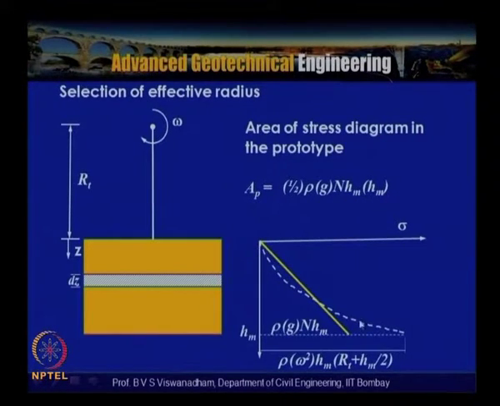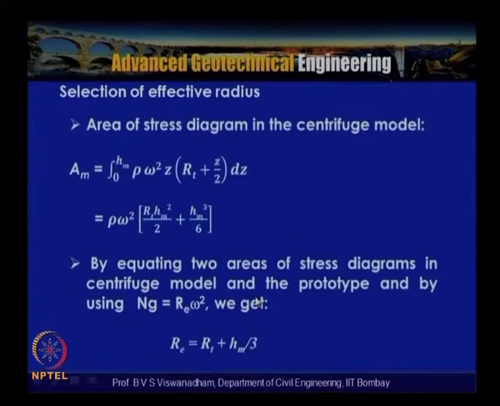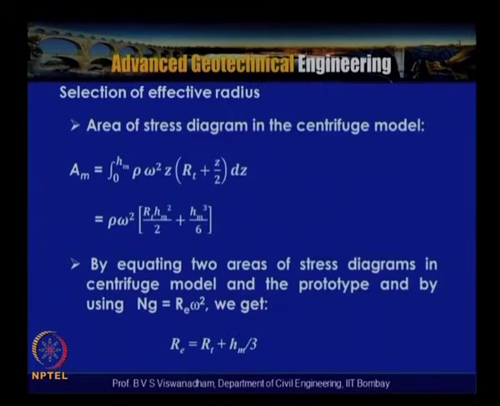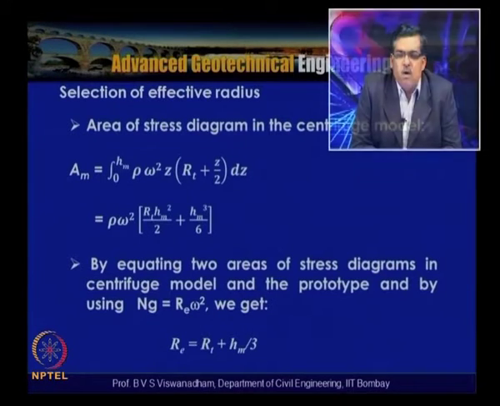Now the area of the stress diagram in the model can be found by integrating from 0 to hm. The area can be obtained like this, by writing Am is equal to the integral from 0 to hm of rho omega square z into RT plus z by 2 into dz.